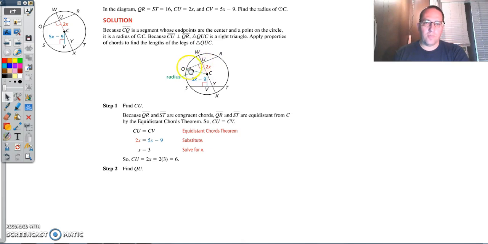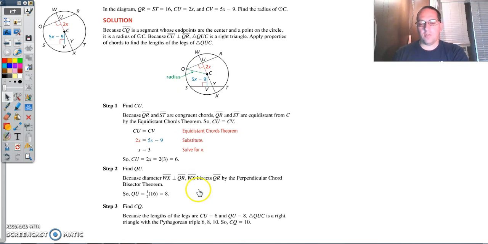Now we can find QU. Well, since this is a diameter, it's a perpendicular bisector, and we know QR is 16, so QU is half of 16, QU is 8. So here we have 8 units, here we have 6 units, and we can use the Pythagorean theorem to find that. And if you remember, 8 and 6 are two legs of a Pythagorean triple, so it's 6, 8, 10. So QC is 10 units long, and that's our radius of 10 units. That is a bit more complicated than some of the other stuff, yeah, but it's not too terrible. You find these two sides, and then you can use the Pythagorean theorem for the radius.